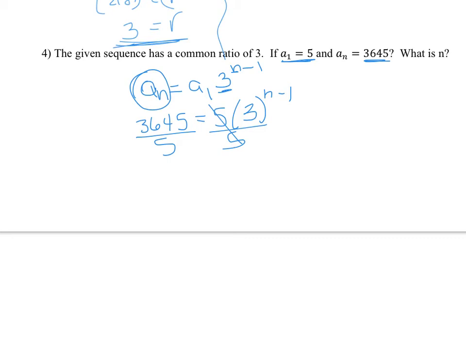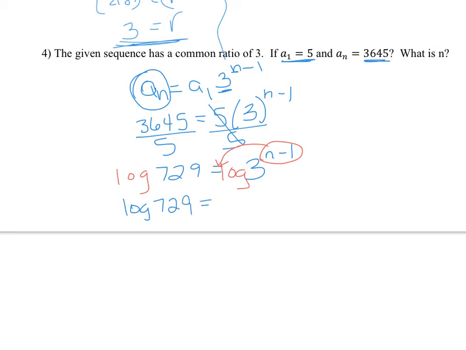So 3,645 divided by 5 is 729. It's 3 to the n minus 1 power. To solve for an exponent, you log or ln or log base 3, however you want to do it. And when you do this, this exponent can be brought out in front. So it becomes log of 729 equals n minus 1 times the log of 3. And when I do that, I simply divide by the log of 3.